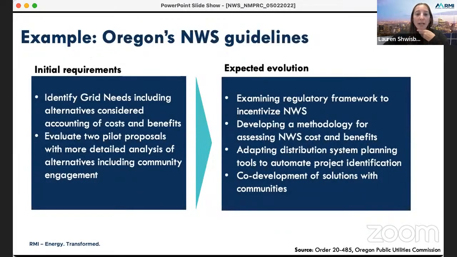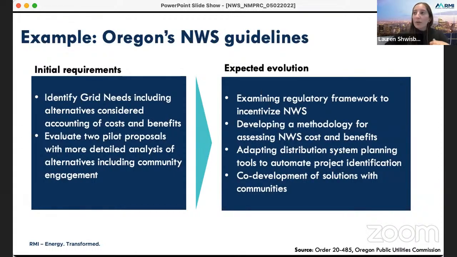Finally, Oregon. Oregon is also really taking this idea of starting somewhere, learning by doing, and continuously improving to heart. The initial requirements in their first year this year are that the utility has to identify grid needs, develop an accounting of costs and benefits and alternatives, and they need to evaluate 2 projects in a more detailed way and pilot particularly the community engagement approaches that would be needed to implement these types of projects in the future.